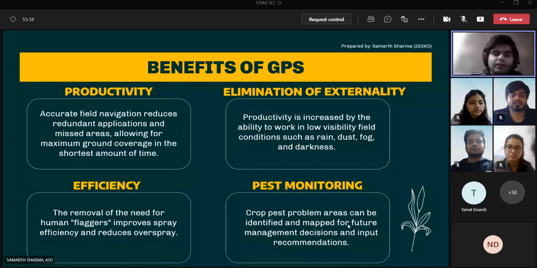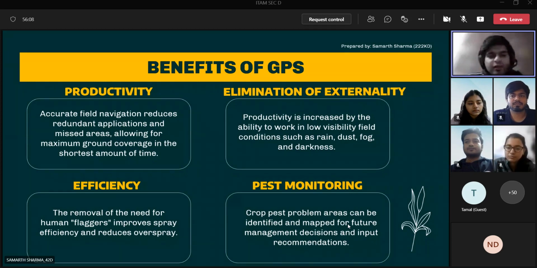For agriculture, there are multiple benefits, some of which we would like to discuss. One would be the productivity increase, that is, accurate field navigation reduces redundant applications and missed areas, allowing for maximum ground coverage in the shortest amount of time. And the next would be elimination of externalities. As we know, productivity is increased as we saw in the first example, but the ability to work in low visibility field conditions such as rain, dust, fog, and darkness, that is the extreme situations, would be bettered by the introduction of GPS.